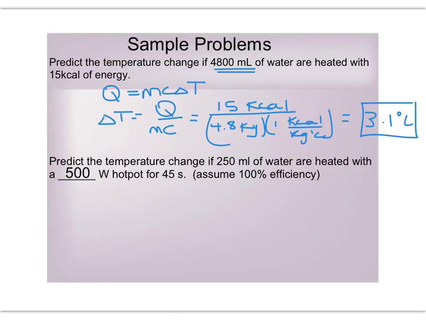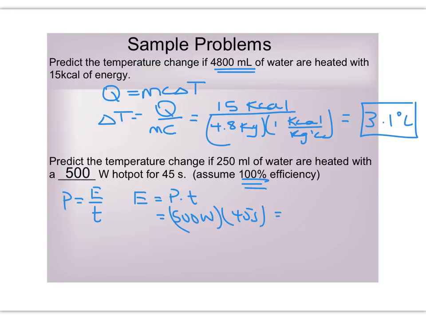In the second problem, we're supposed to predict the temperature change if 250 milliliters of water is heated with a hot pot for 45 seconds. Assuming 100% efficiency, that means assuming all of the energy that goes into the water goes in the form of heat, and it goes into the water only. So I know that power is the work or the energy divided by time. So the energy that I'm going to get out of plugging this thing in for 45 seconds is going to be the power times the time. So I can take 500 watts times 45 seconds, and that's how much energy in joules that I'm going to get out of the hot pot.